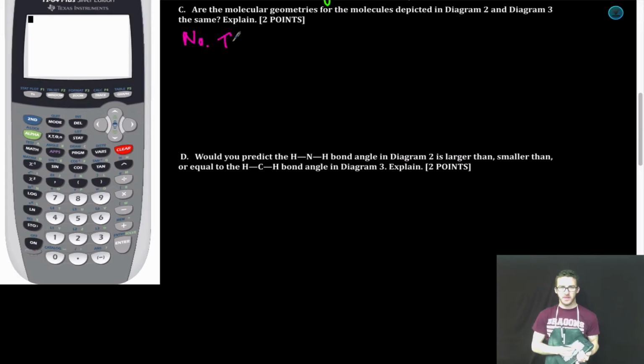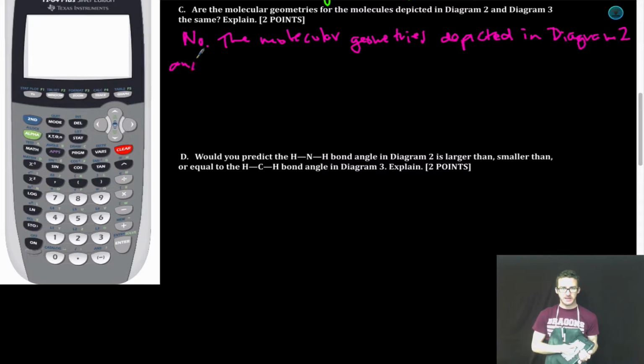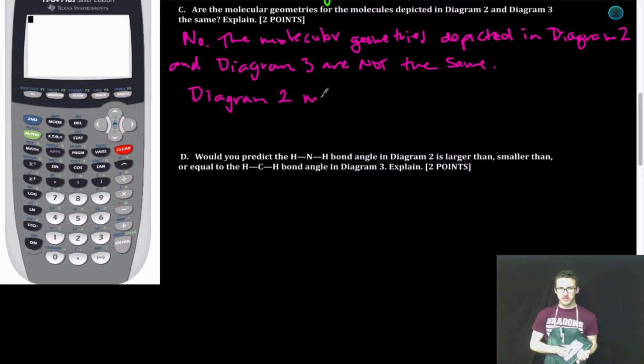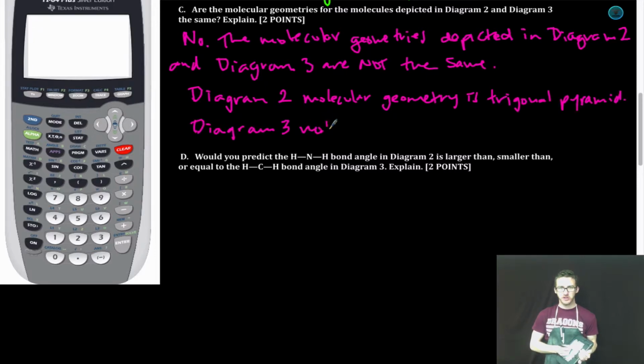No, the molecular geometries depicted in diagram 2 and diagram 3 are not the same. Diagram 2, molecular geometry is trigonal pyramid. Diagram 3, molecular geometry is tetrahedral.